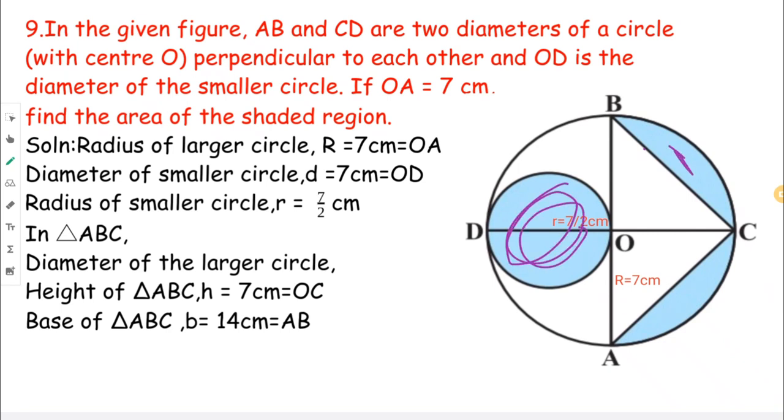Now how do I find the area of this shaded region here? Area of the semicircle. That means this half, alright? Area of this semicircle minus area of this triangle. When I subtract these two, I'll get the shaded region. Alright, so let's start one after the other, right?